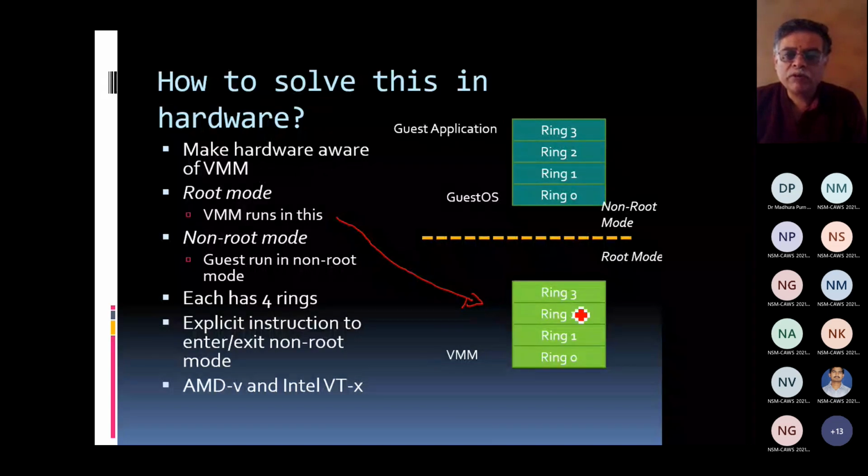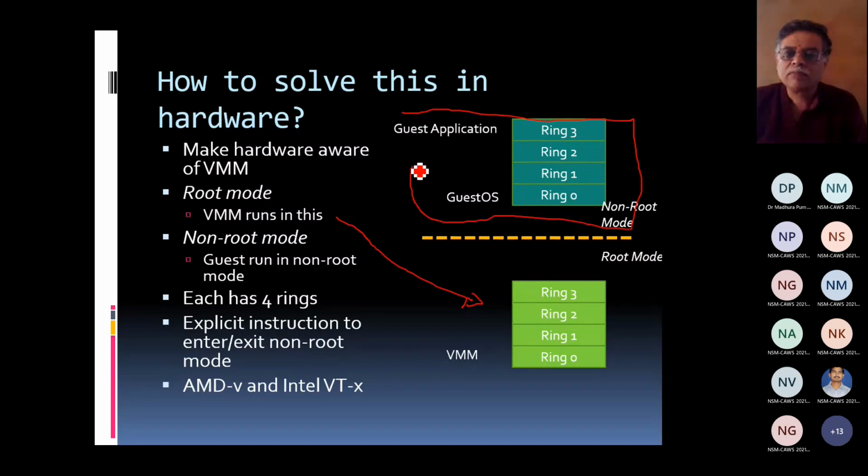In the root mode, the VMM runs in ring 0. All the rings are available in both the root mode and the non-root mode. The guest runs in the non-root mode. So this now starts to look exactly like how it would look on bare metal, where the guest application runs on ring 3 and the guest OS runs on ring 0. But really, this is non-root mode, which means that we know that we are inside a VM.